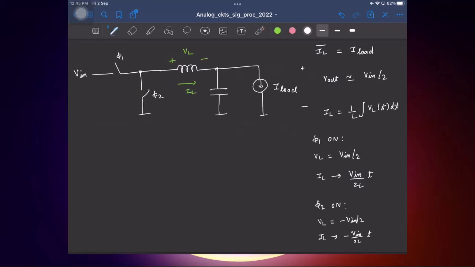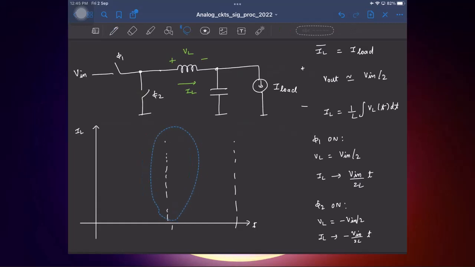Okay, so let's quickly sketch the inductor current. So this is time and this is inductor current. Let's say till this point phi 1 is on and phi 2 is on in this part. We know that the inductor has an average current of I load. So let's say this is that.